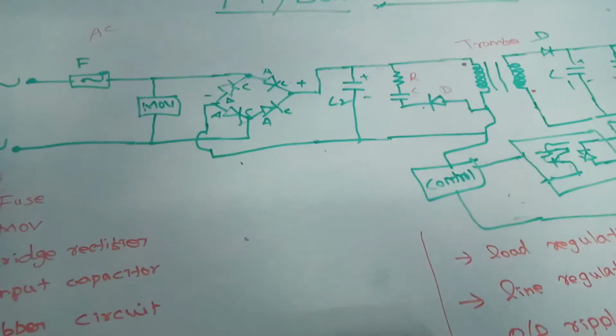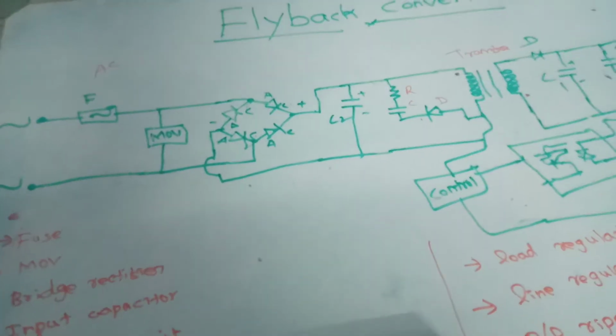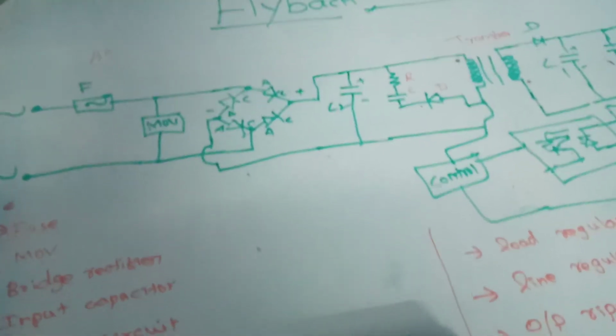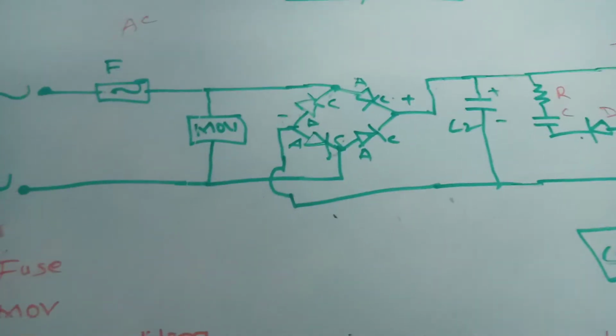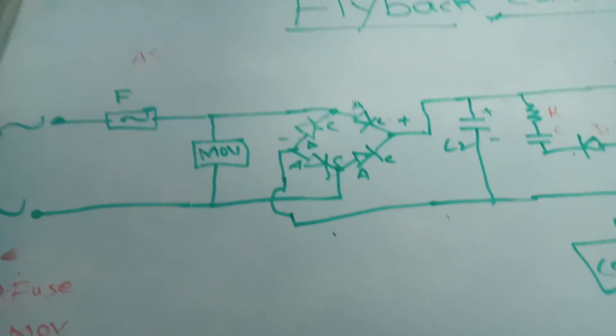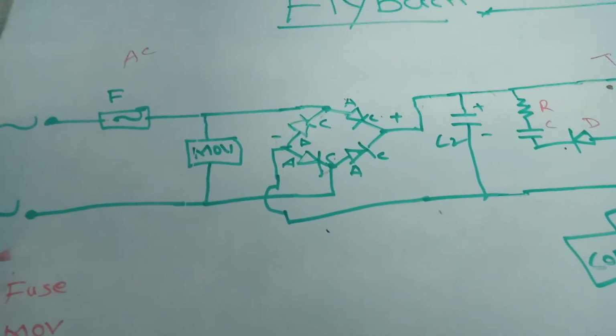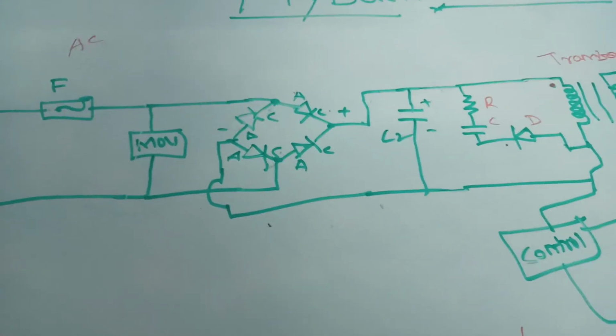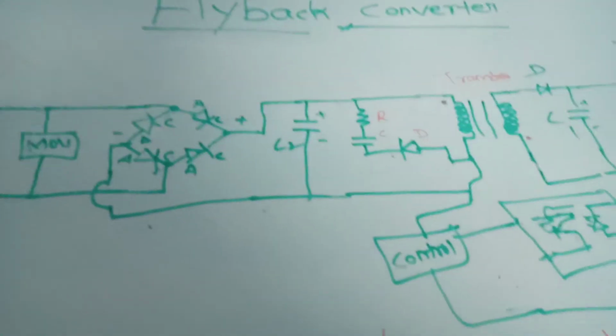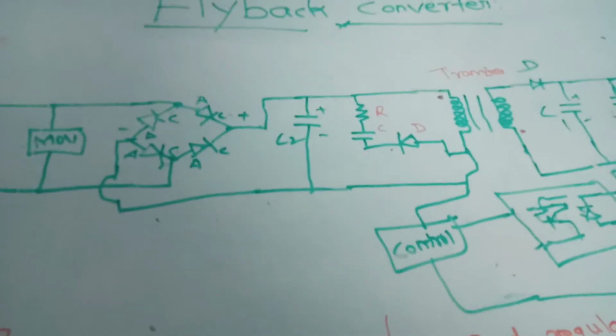Today we are going to discuss flyback converter design, how we're going to design these things. So this is the structure of the flyback topology. We need to use a fuse for protection circuit, a fuse and MOV, and for the rectifier circuit we are using a bridge rectifier. Then we are using a snubber circuit for any spike protection.